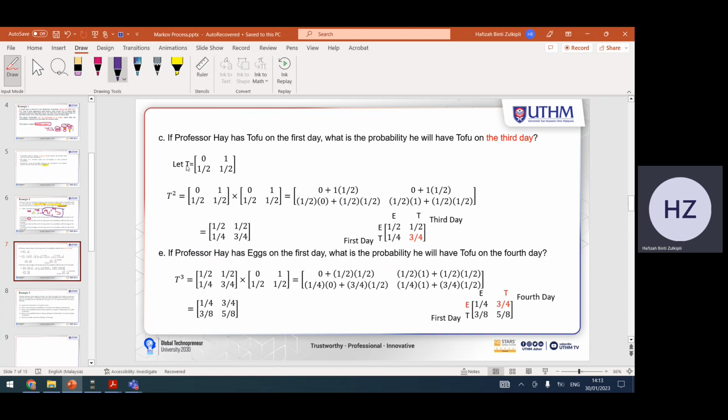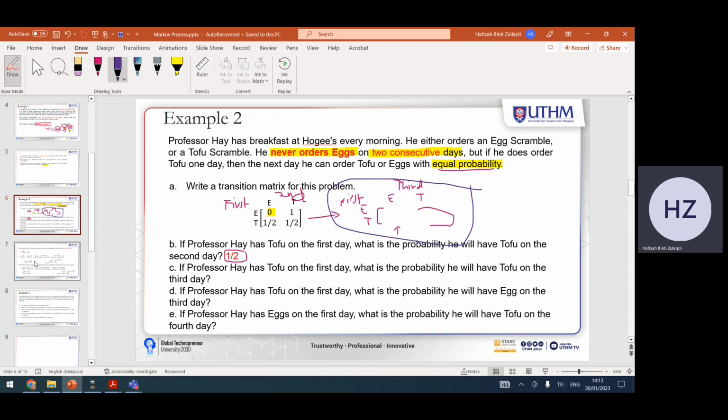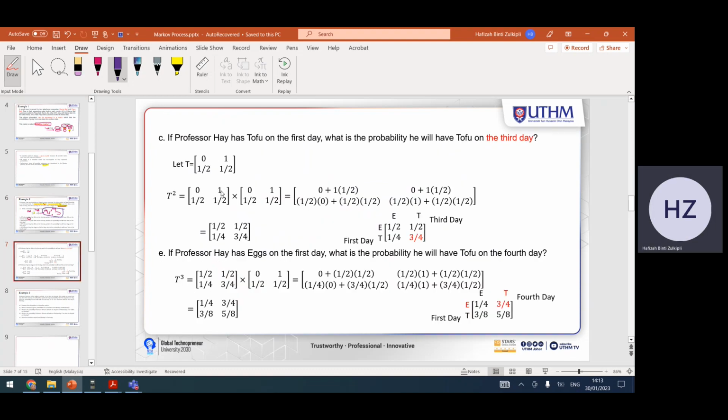We let T be equal to the first transition matrix just now, 0, 1 over 2, 1, 1 over 2. To get the matrix for the third day, you need to square the transition matrix, because it happens the second time. Second time means we need to square the matrix of the first transition. So this is the matrix calculation. You square T, so you have 0, 1 over 2, 1, 1 over 2 times another matrix T. This is basic matrix multiplication, so it's row times column, row times column.